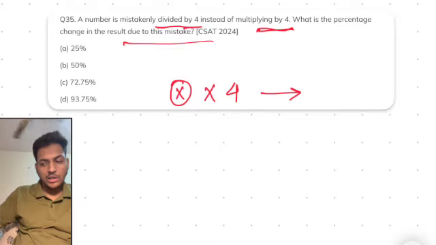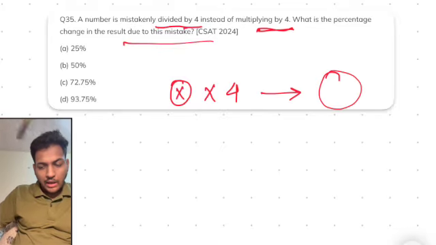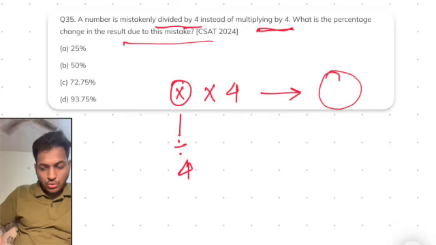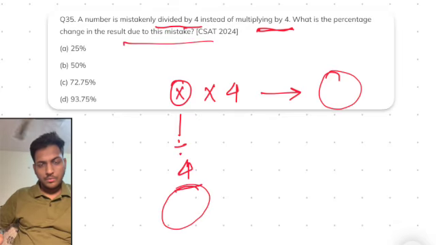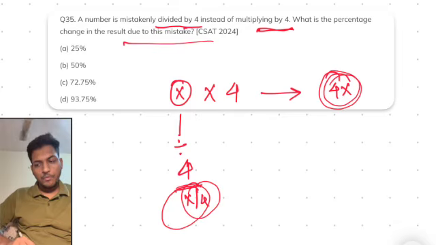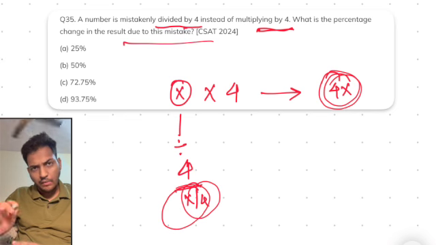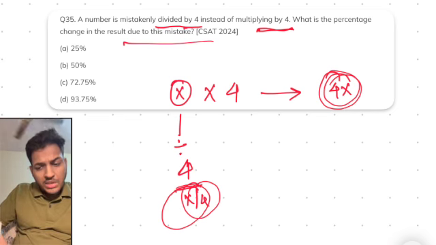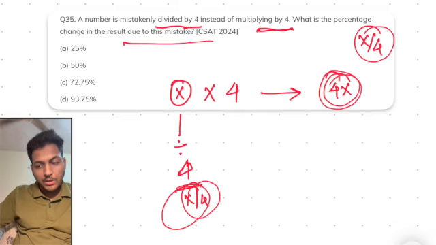This should have been the result. But what was done? x was divided by 4. So this is your current result. Okay. So that means x by 4 is your current result, but 4x should have been your final result. You have to do these things very clearly with the use of a diagram. Otherwise you will commit a mistake. The mistake is dividing by 4. So the mistaken number is x by 4, and the correct number should be x into 4, that is 4x.